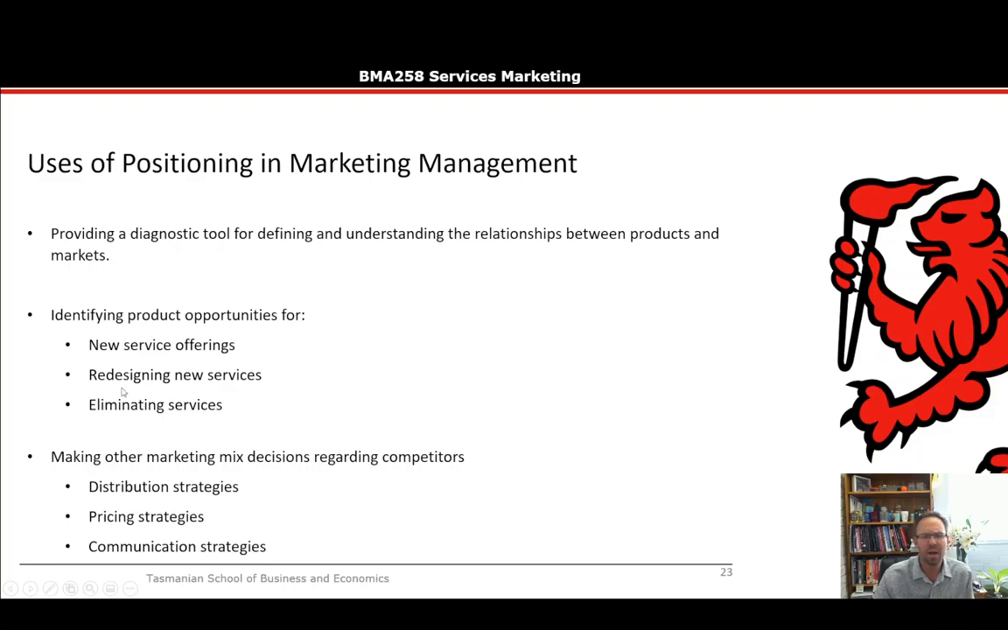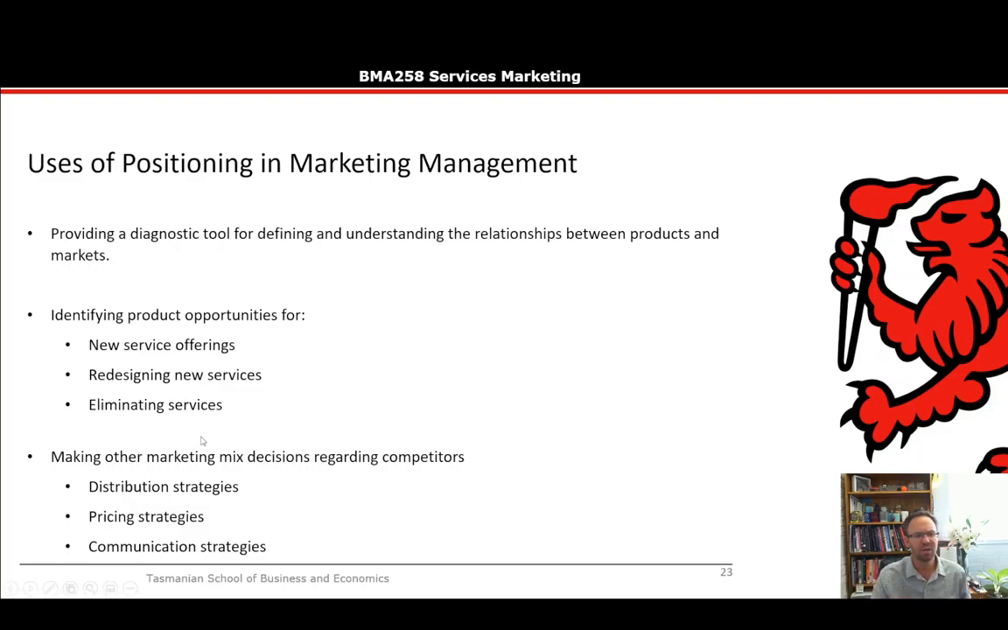Also, redesigning new services. If our service that we're currently delivering doesn't actually align with our positioning at the moment, or our target market needs are changing, how we can sort that, and also eliminating services. So if you're in a position where you're providing services and there's too many and you've got to cut them out, it should make sense for us as marketers that we're going to eliminate the services which do not align with our current market positioning, because they're going to be the hardest to deliver value to our target market.